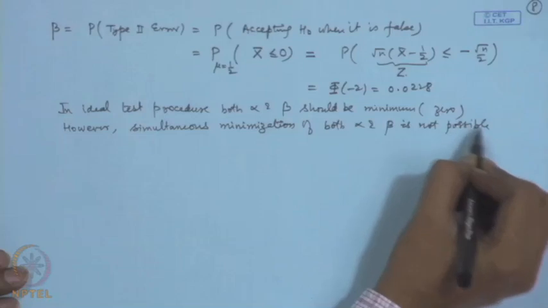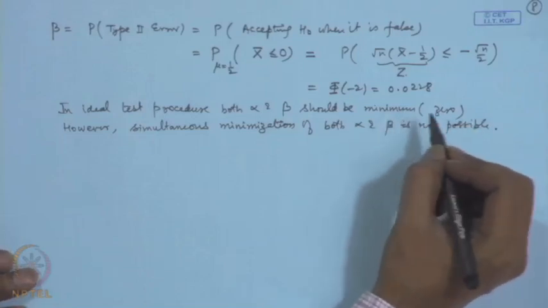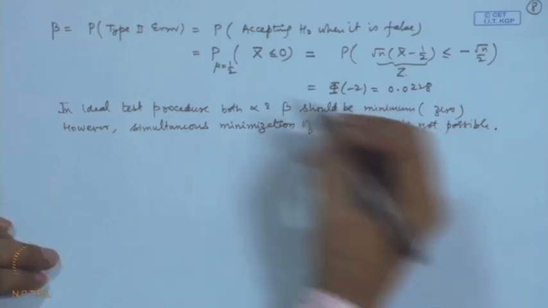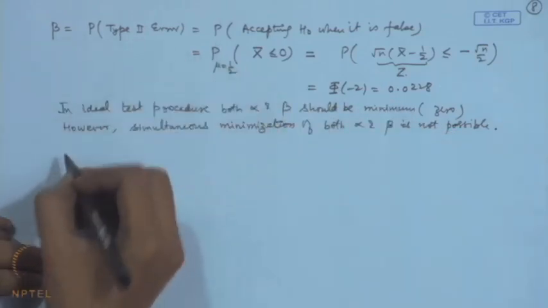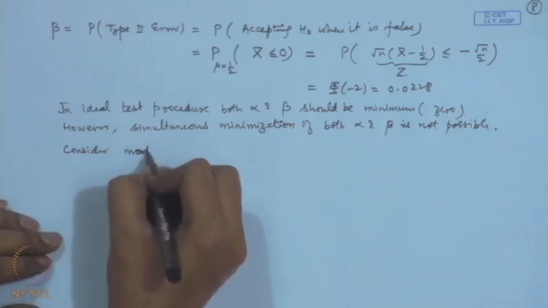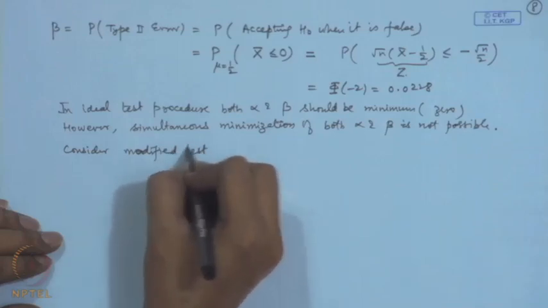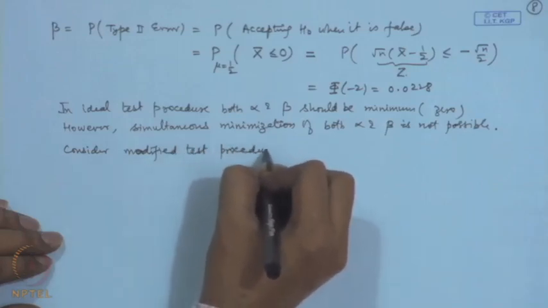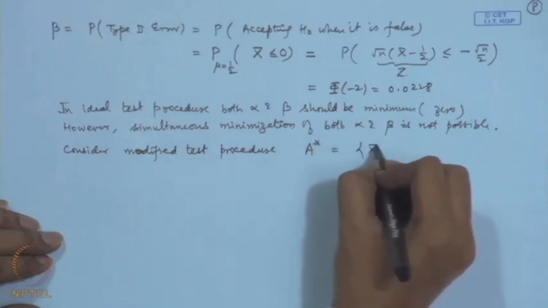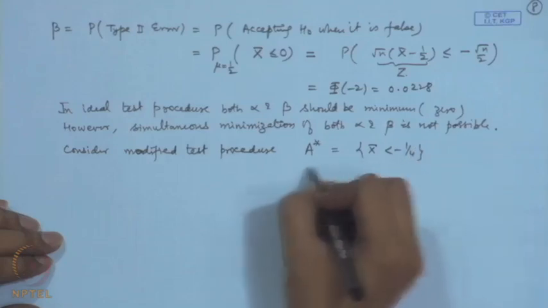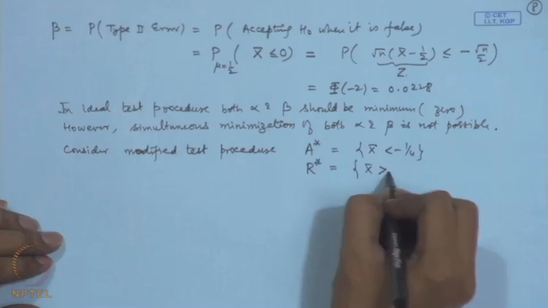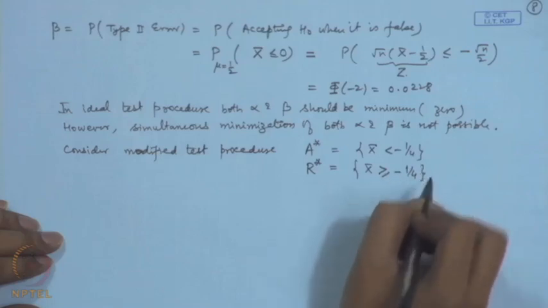In fact, we can try: if we reduce, say, alpha, then beta will increase; if we reduce beta, then alpha will increase. Let us consider, for example, a modified test procedure for the same problem. I give the rejection region as, say, x bar less than minus 1 by 4, and the complementary region, that is the acceptance region, as x bar greater than or equal to minus 1 by 4.